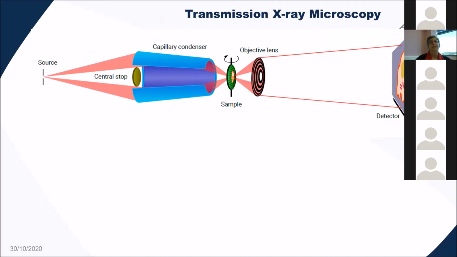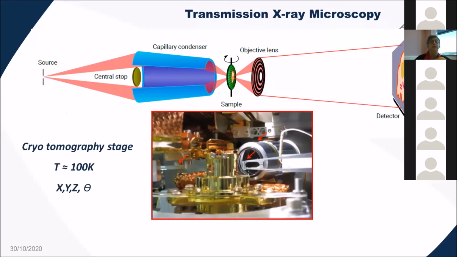And then an image of the sample is done in transmission with the help of a Fresnel zone lens, so a diffractive lens. The sample is on a very high precision rotation stage. This was a microscope that was built for cryotomography of cells, so bio specimens. So it's all, let's say, set up for cryo.